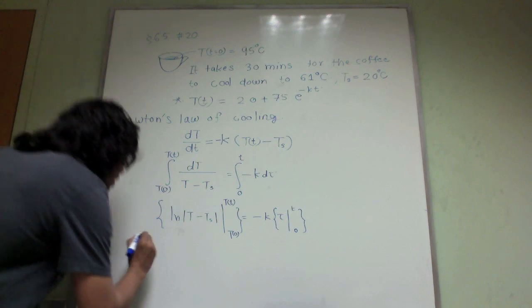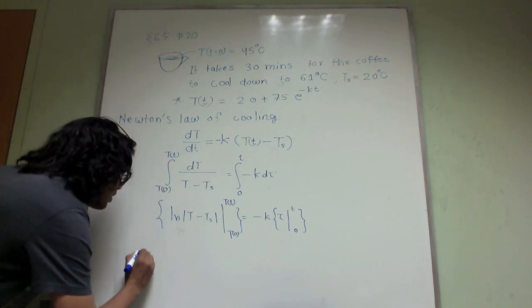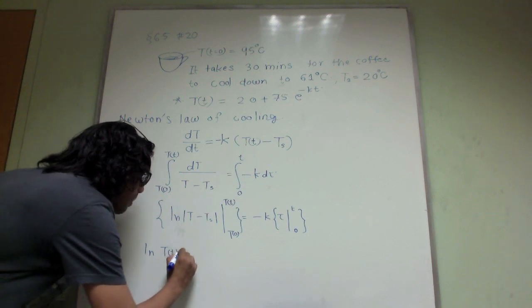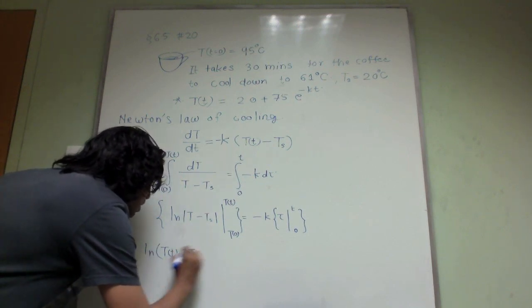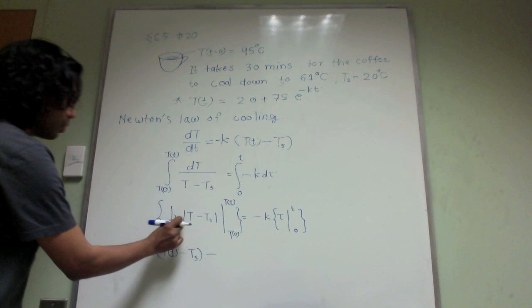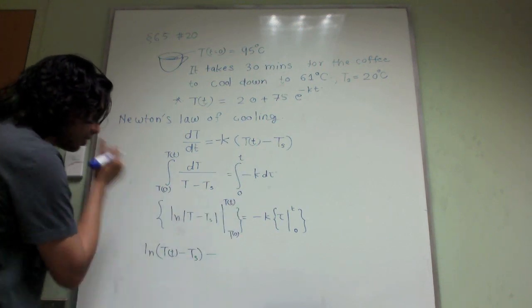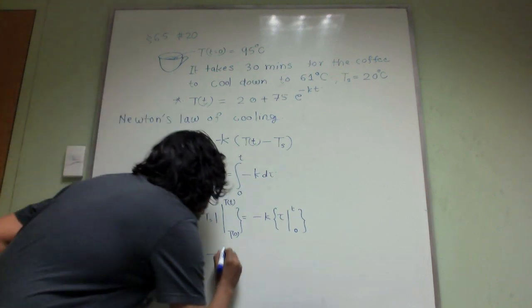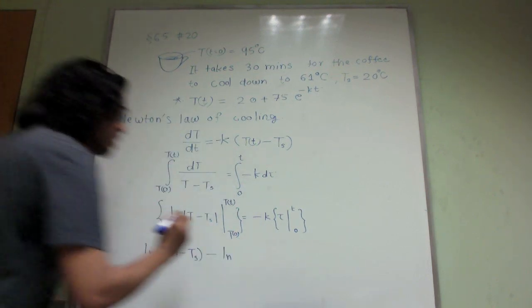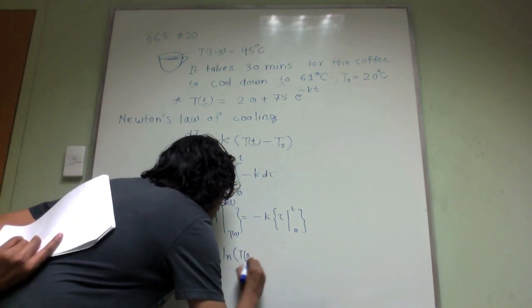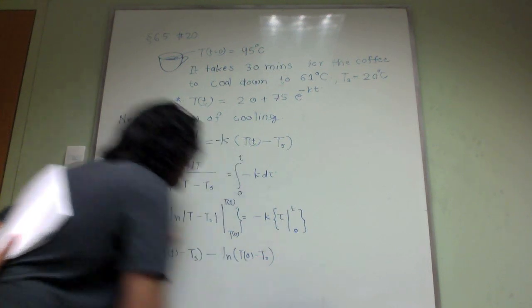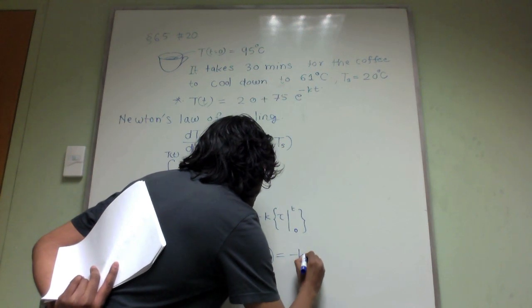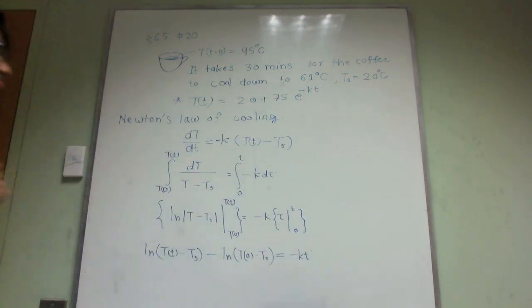Substitute. You get the natural log of T(t) minus Ts, minus, substituting T0, the natural log of T0 minus Ts. This thing is equal to minus kt.